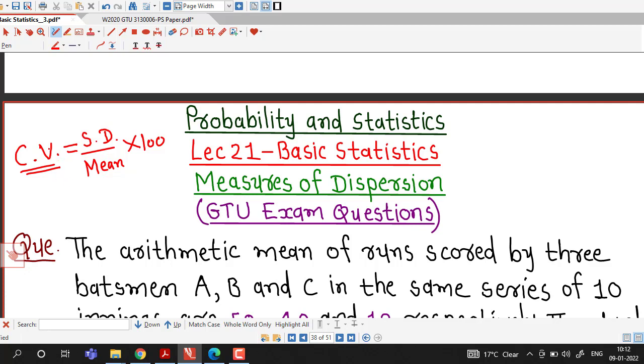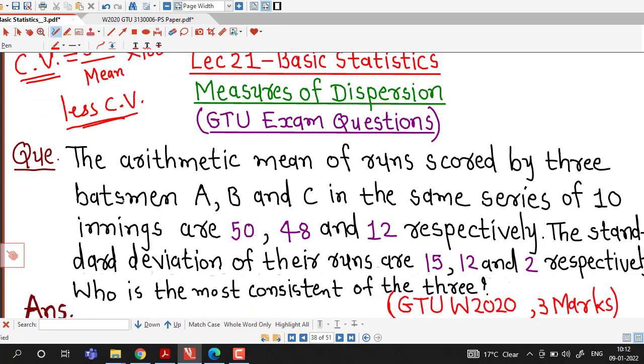So as we know, coefficient of variation is the amount of variation in data sets. So the data set having less amount of variation will be considered as more consistent. Therefore, the data set having less coefficient of variation is more consistent. So this question is about consistency of a data set.